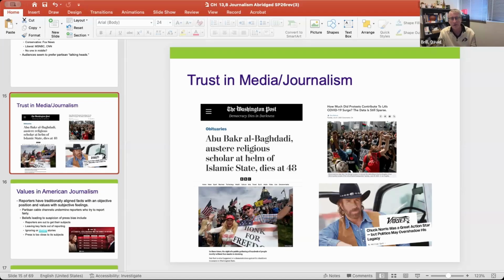But that was certainly something that was in contrast to, for example, Chuck Norris, who recently passed away in his 80s. He was on vacation in Hawaii. And here is Variety's headline: Chuck Norris was a great action star, but politics may overshadow his legacy. So you look here, positive, softer, kind of a harsher painting of his legacy in a headline.